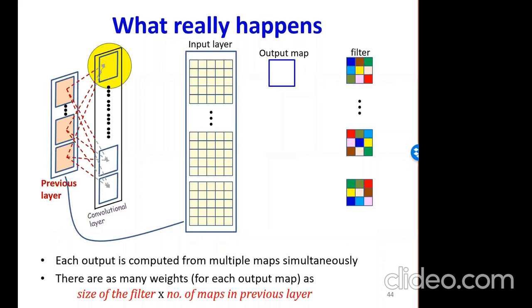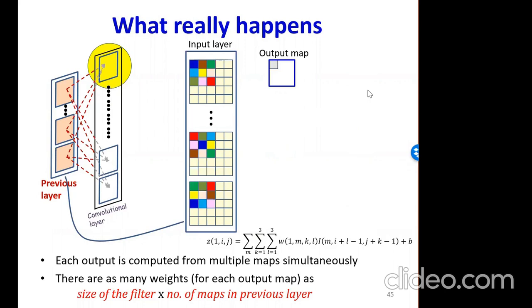And then to compute the top left corner of the output map, place this entire filter on the top left corner, and then compute a component-wise product of all of these values. So you have nine values coming from here, nine from here, nine from here, and from the remaining planes. And then you sum them all up to get this single value out here. And so this is the actual computation that's performed.